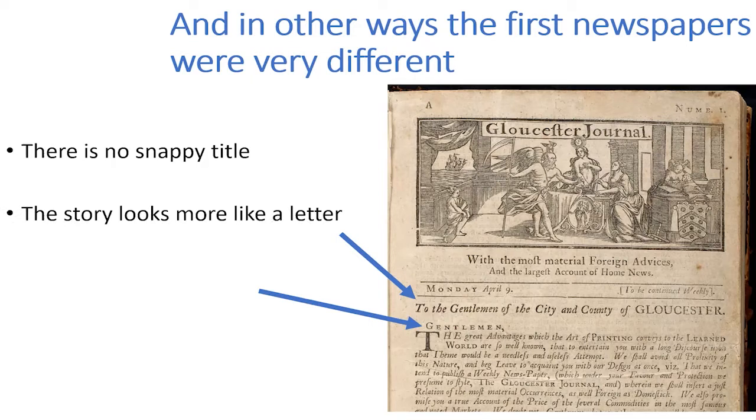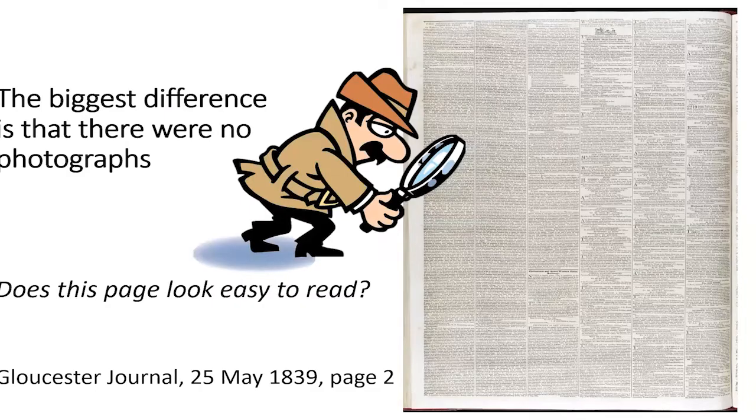Secondly, the story looks much more like a letter. And finally, you can see that it is addressed to gentlemen, which are rich men. So the people making newspapers at the beginning didn't think that women or poorer men would actually read these newspapers. And the biggest difference at all is that there were no photographs.